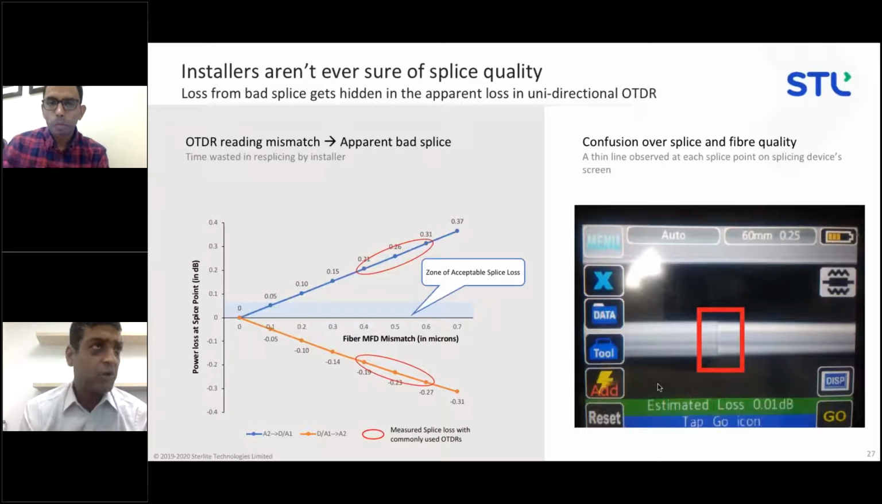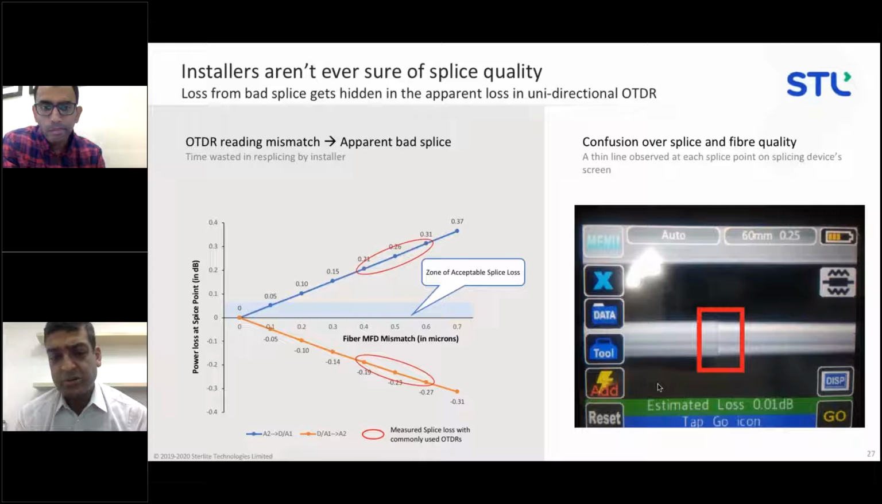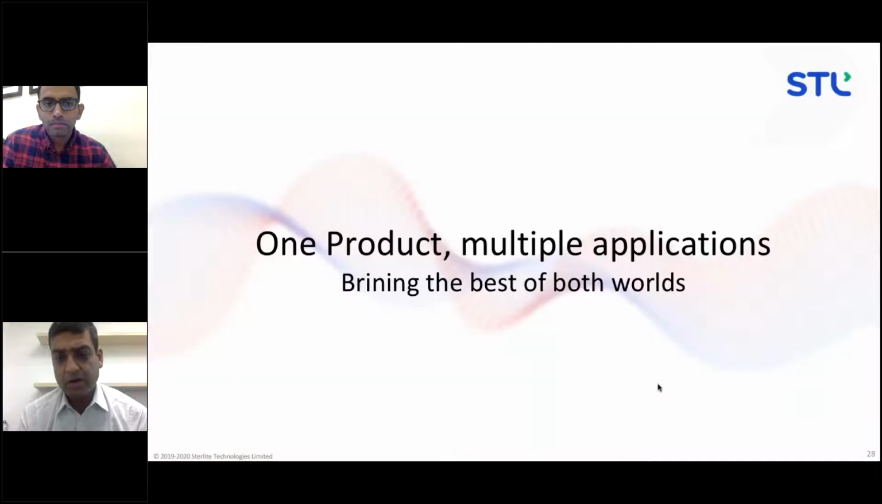Now, what we have talked about is two different aspects to this problem. We talked about bend insensitivity first, and now the mode field diameter mismatch, which creates a big problem in the installer's mind. From an optical physicist's perspective, this may not be a very big deal, but that doesn't help when you're actually deploying the networks, because you have to look at it from the perspective of the customer. That's exactly what we did. We combined both of these aspects into one product, which can give us multiple applications and bring in the best of both worlds. We achieved what we think is the right balance.